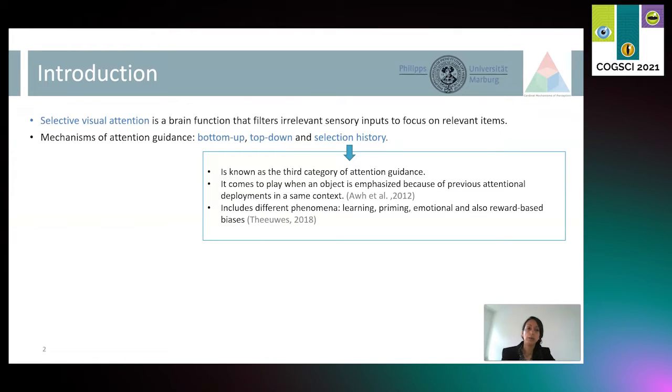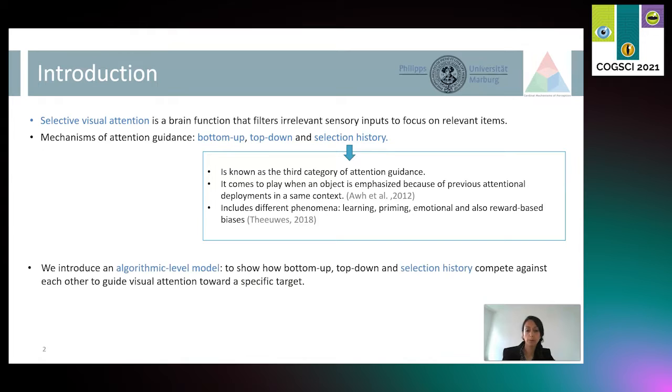Selective visual attention is a brain function that filters irrelevant sensory inputs to focus on relevant items, and it is traditionally known as an interaction between bottom-up and top-down mechanisms. Later, selection history was proposed, and it is known as the third category of attention guidance. Selection history comes into play when an object is emphasized because of previous attentional deployments in the same context, and it includes different phenomena such as learning, priming, and also reward-based bias.